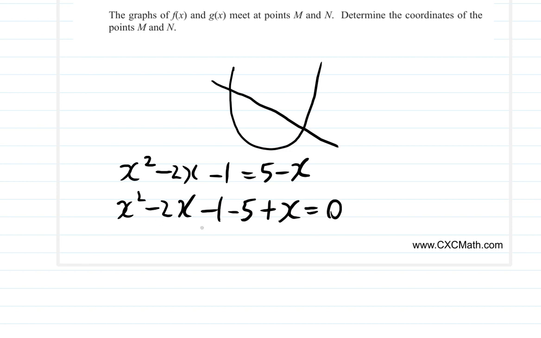And remember, I'm rewriting this to make it into the general form of the quadratic equation. When you look at your formula sheet, you will see the quadratic equation, the general form of it, and you also see the quadratic formula that you can use. Alright. So you have x squared minus 2x plus x will be minus x. Negative 1 minus 5 is negative 6 equals 0. Alright.